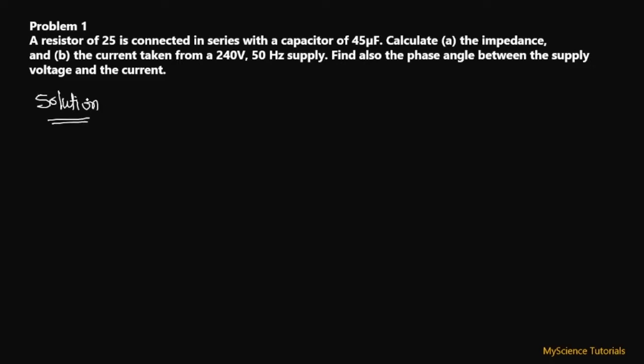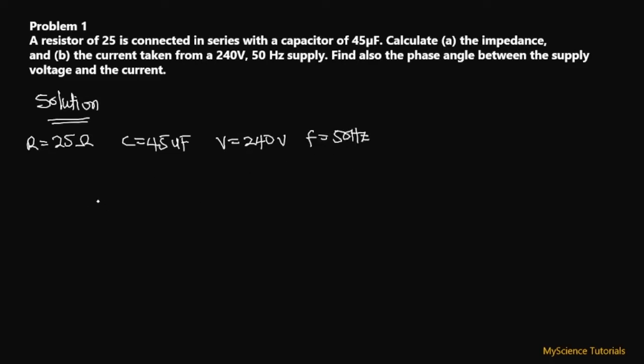Now, the first thing I want to do is write all the parameters that I have and those that I don't have. That way I know where to start and where to end. So I have a resistor of resistance 25 ohms. So R is equal to 25 ohms. And I was told it is connected in series to a capacitor which has a capacitance of 45 microfarad. I was told to calculate the impedance and the current, if I have an applied voltage of 240 volts and a frequency of 50 hertz.